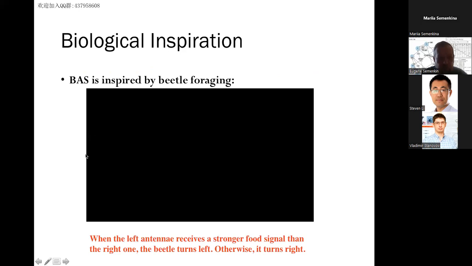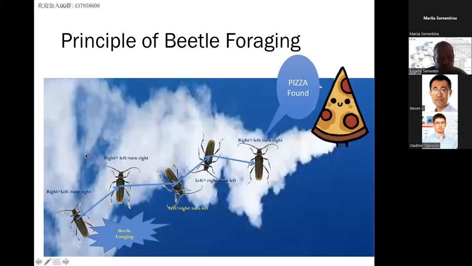This algorithm is inspired by the foraging behavior of beetles. Let's look at this picture. Imagine that there is a beetle, as shown here. There is a piece of pizza placed in a room. The beetle originally cannot see the pizza, but it can smell the pizza.